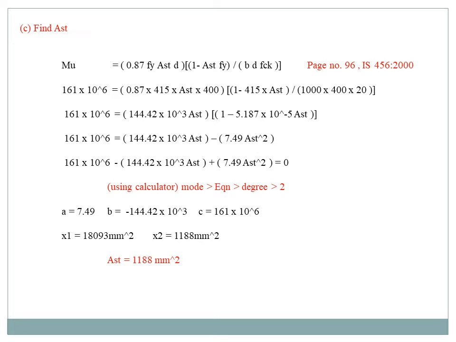Then AST is the unknown, because in this step we can find out the AST value. Then d is equal to 400 mm, which we found previously. Then 1 minus AST into Fy, where Fy is given in our question as 415. Then b is equal to 1000 mm. Then d is equal to 400. Then fck is equal to 20, which is also given in our question.